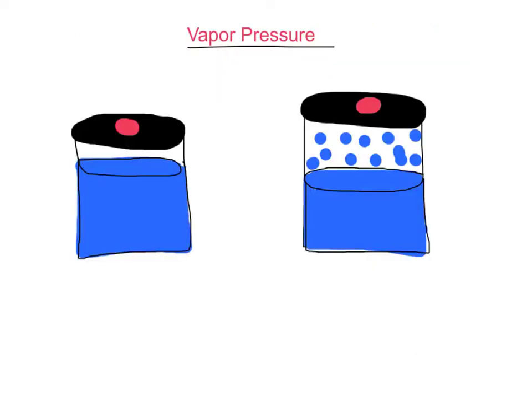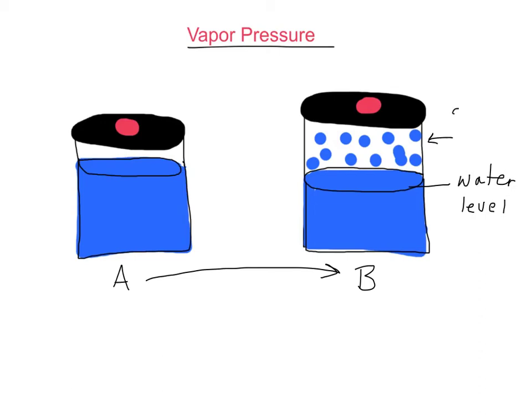Okay, so one thing we need to talk about is vapor pressure. Vapor pressure happens when you have a closed system. Say on A here, I just put some water in a container and close the lid. So there's no vapor present. After some time, it becomes B, where I have a constant water level, and the area above the water level has a specific vapor pressure of water.